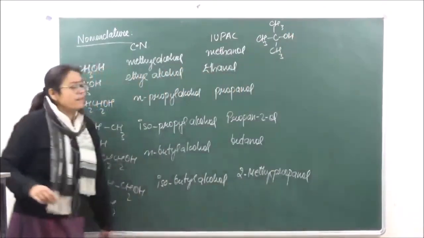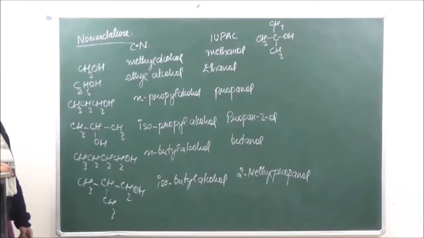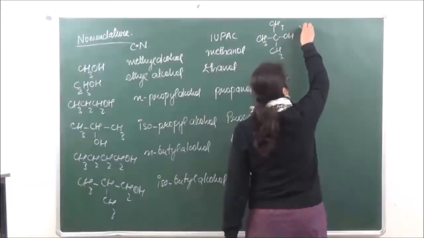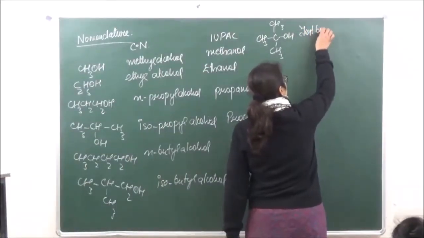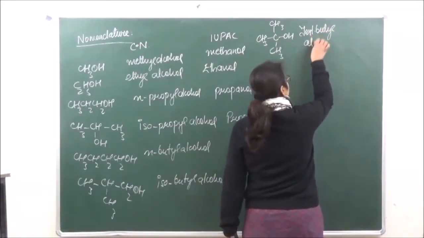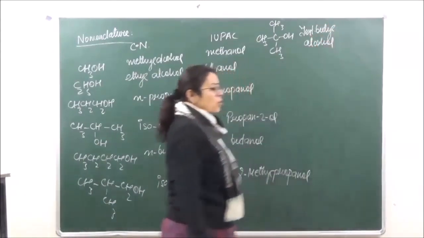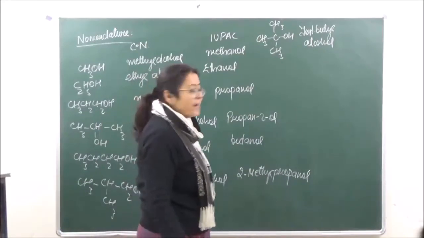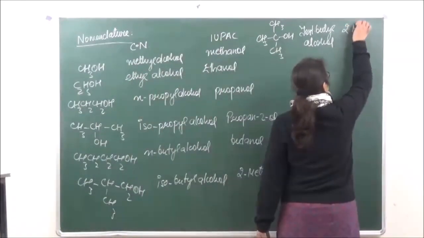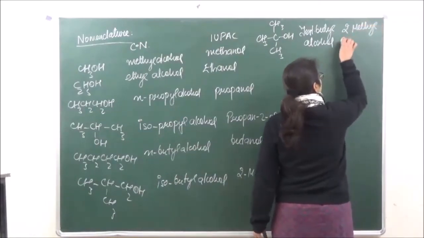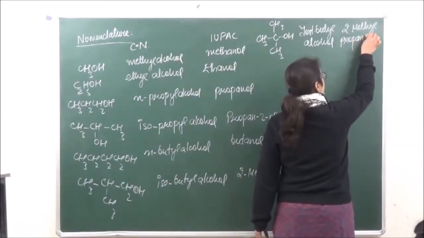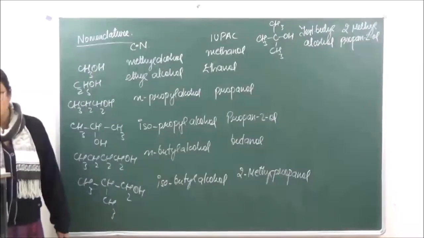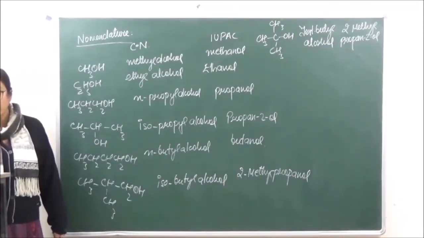So what can you see over here? We have 4 carbon atoms. So this is known as tertiary butyl alcohol. The common name is going to be tertiary butyl alcohol. And what is going to be the IUPAC name? The IUPAC name will be 2-methyl propane 2-ol. Okay? So these 3, they are going to be isomers.